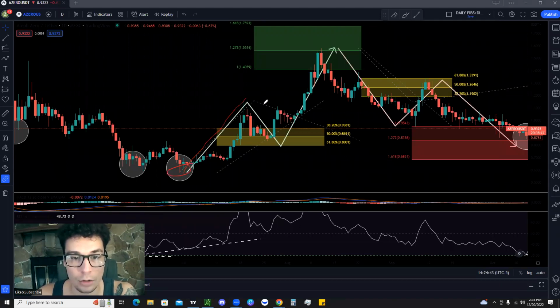So we take our swing low, connect it to our swing high. It gives us the 38.2, the 50%, and the 61.8% retracement levels. These are the three most important and key retracement levels that you can pay attention to as a trader.